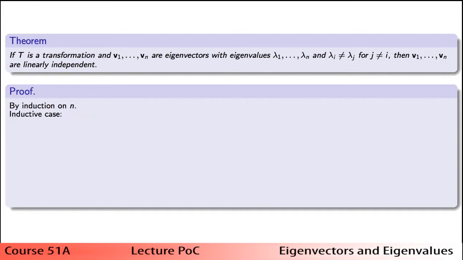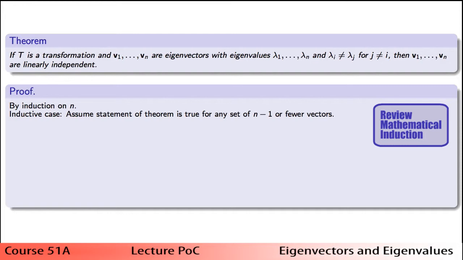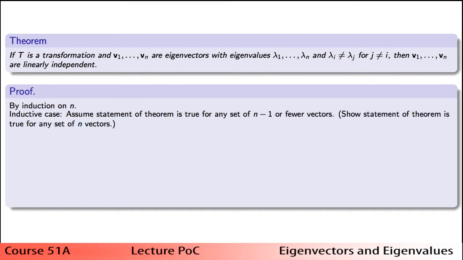Now let's look at the inductive case. We're going to assume the statement of the theorem is true for any set of n-1 or fewer vectors. If that statement confuses you, this would be a good time to review mathematical induction. Our goal is to show the statement of the theorem is true for any set of n vectors.